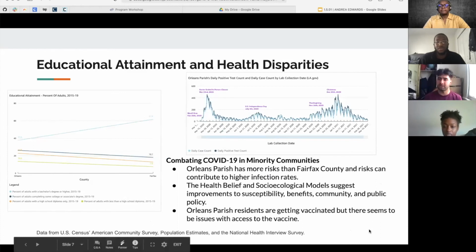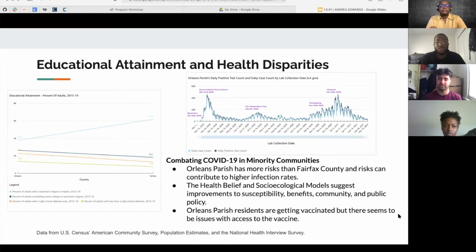So here's our slide on educational attainment and health disparities in relation to COVID. So obviously, us being college students, we were interested in how educational attainment may affect health disparities. And our hypothesis is that educational attainment would greatly affect access to COVID resources.